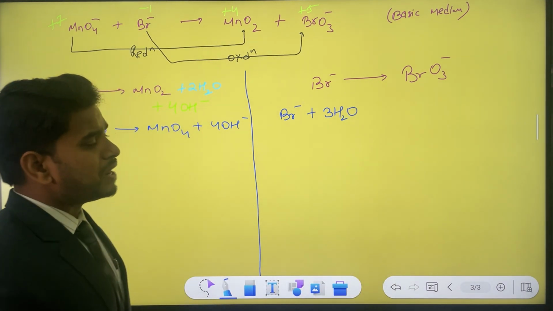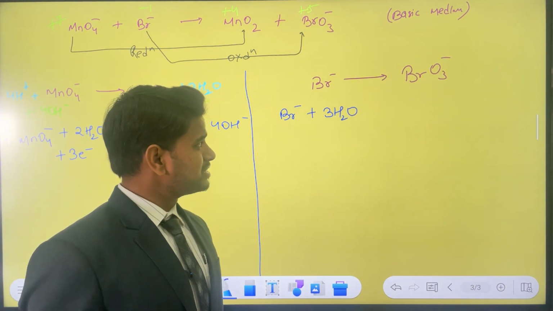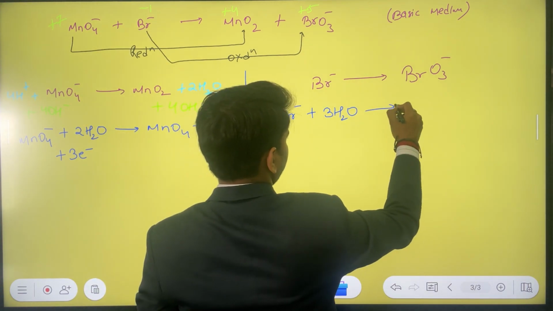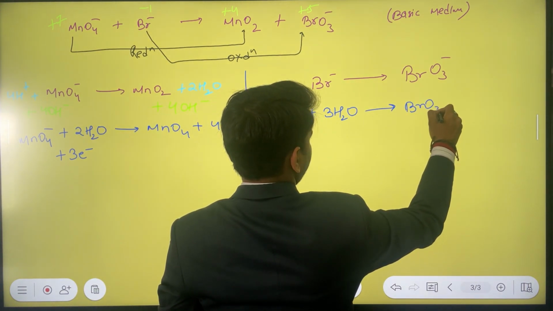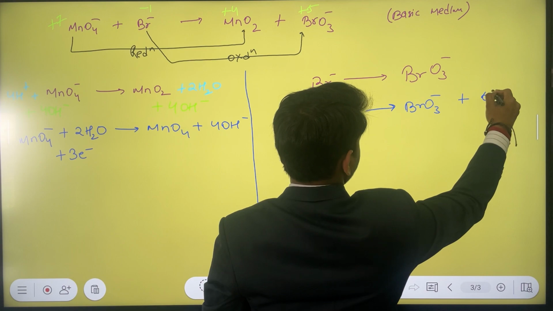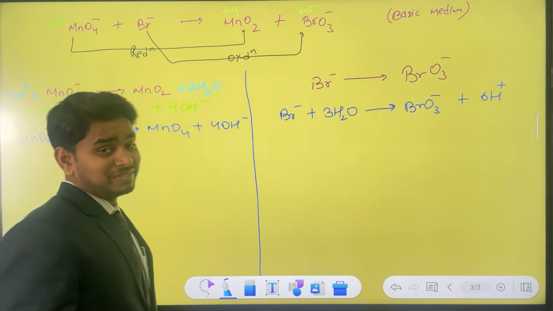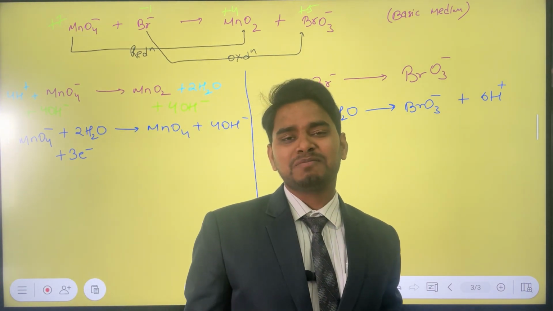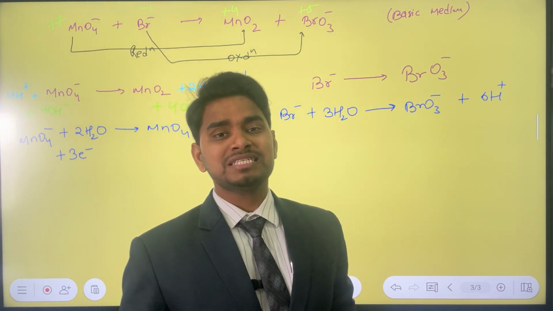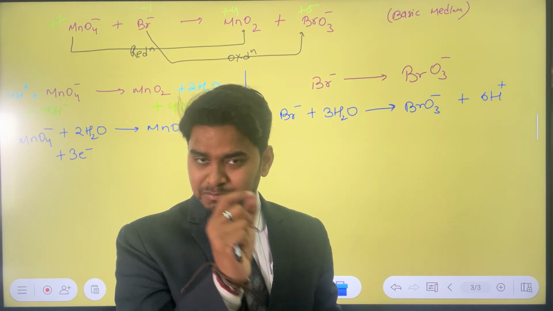Okay. But when you add 3 S2O, obviously 6 hydrogen come into the scene, and that's why we have to add 6 H plus on the right side. Perfect. But guys, as told, this is a basic medium. We will not end up having H plus. So how to remove H plus? Add the same number of H plus.